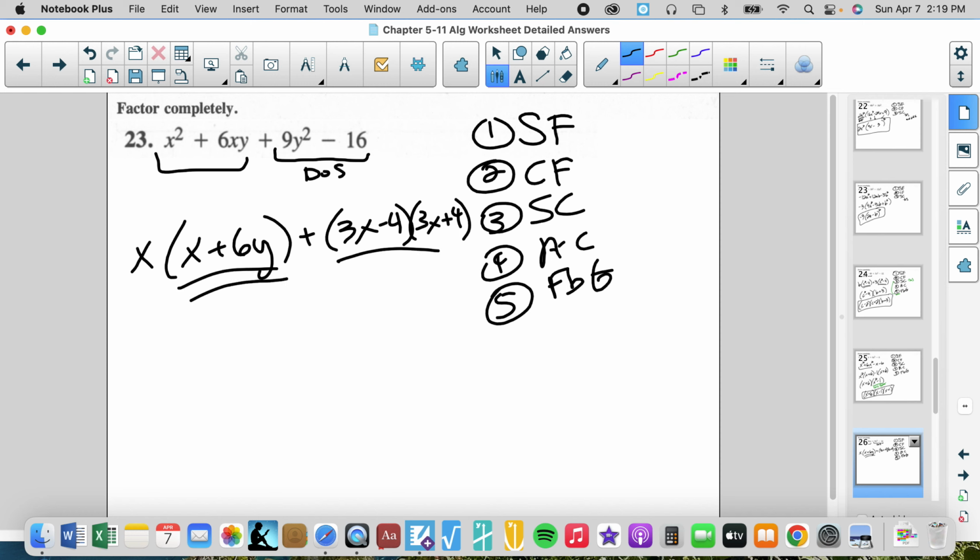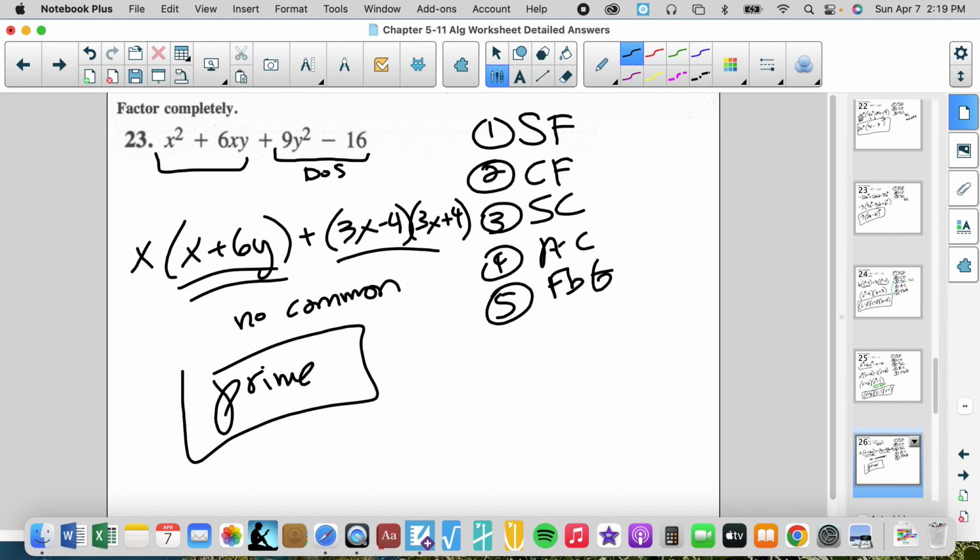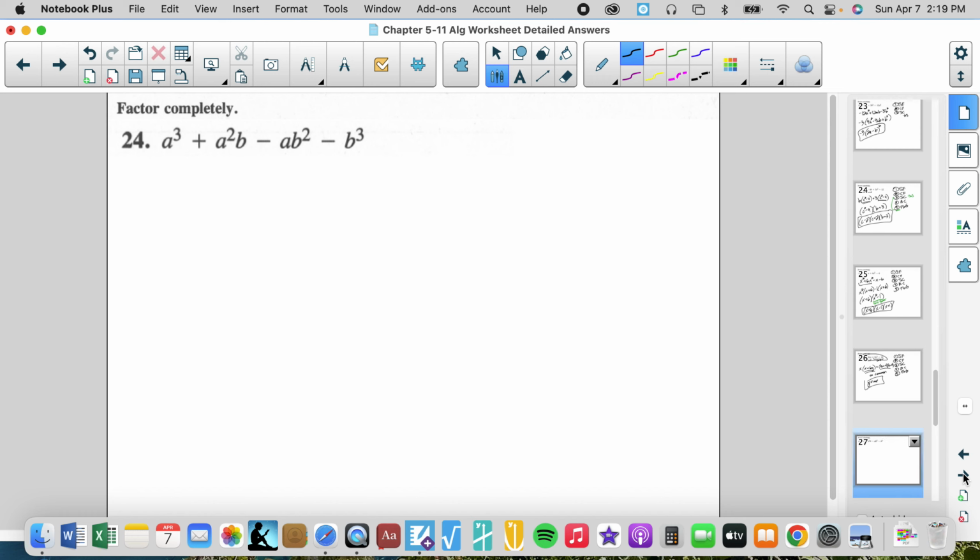No common, no common, no common. So this might be prime. I might say that this is prime. You can shuffle these around. That's not a bad thing. You might want to put the x squared with the 16, and then this, no, it's going to be 2 and 3. So yeah, no common. So I'm going to say that that is prime. 23, we'll have to check that one later. That might be a trick one.